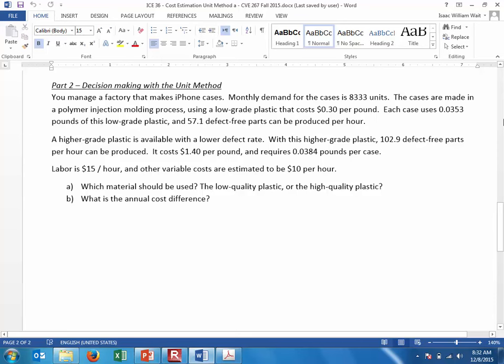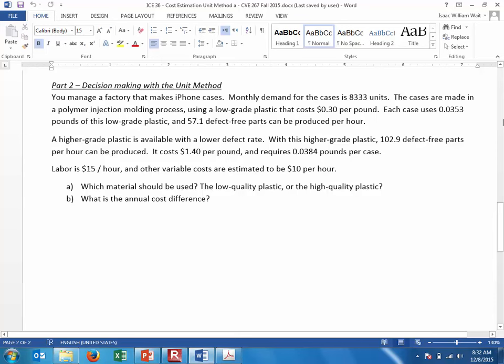But we don't know what the price is, and so we're not going to be comparing the price to the cost to learn the profit. We just want to minimize costs in this example. We'll choose whichever alternative gives us the lowest costs. This higher grade plastic costs $1.40 per pound and requires slightly more plastic for each case. And so what we're balancing is the materials costs are higher for this good plastic, but we think the labor costs will be a lot lower since we can make the cases more quickly.